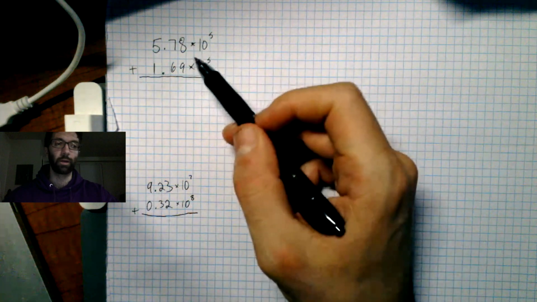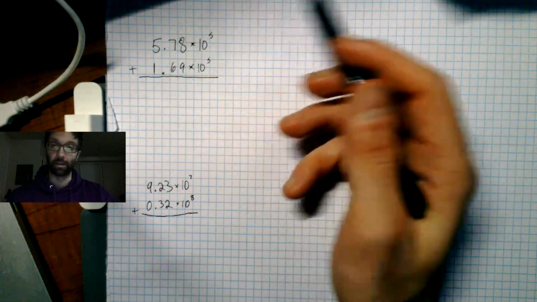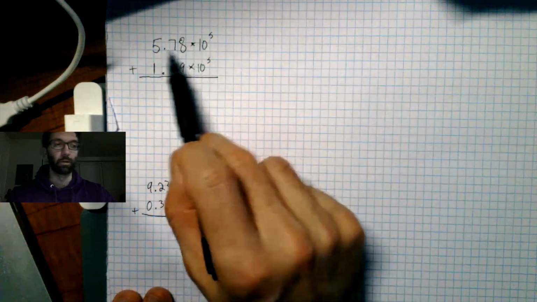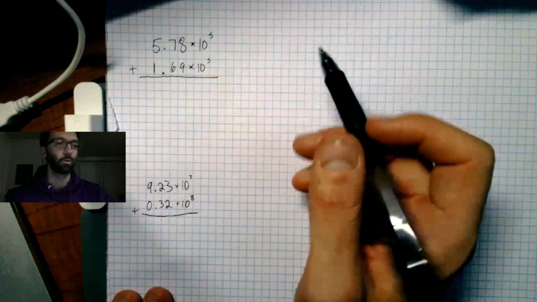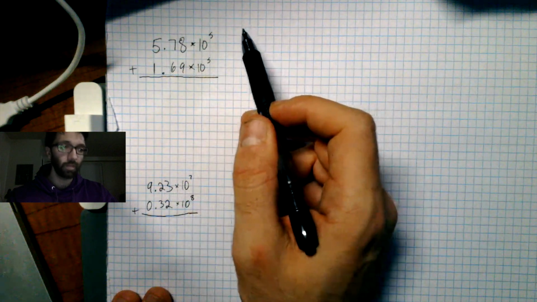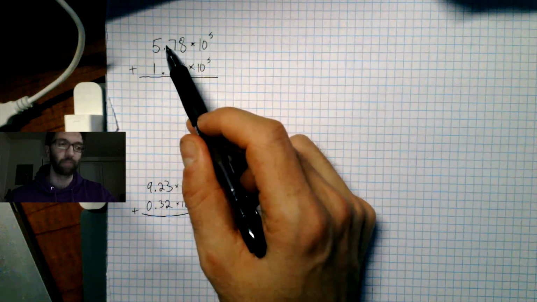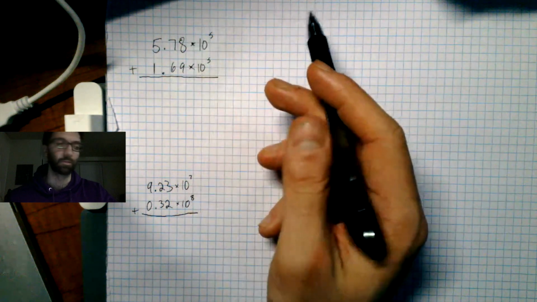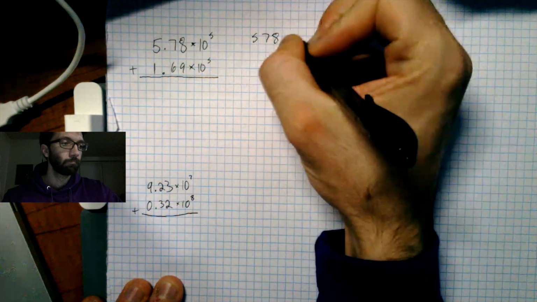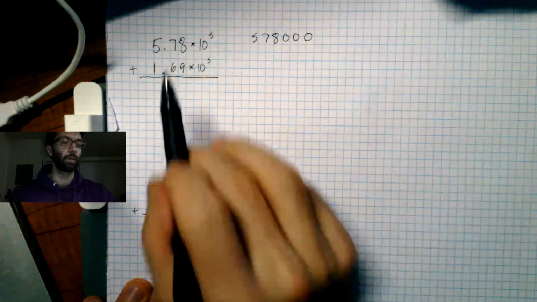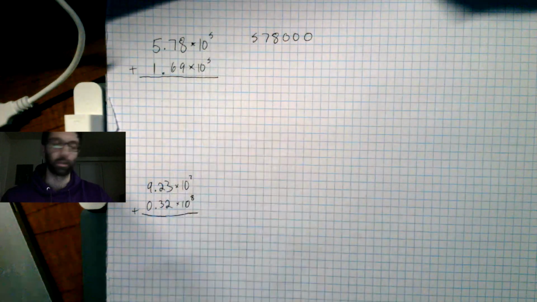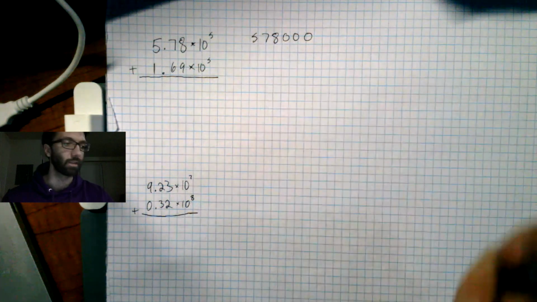So the first way is to just rewrite both of them in standard form and then just add and subtract like you normally would. So for example, I'm gonna rewrite this top number here in standard form. Since I'm multiplying 5.78 by 10 to the 5th, that means I'm multiplying this by 10 5 times, which means I'm gonna move the decimal 5 times to the right. Okay, so if I were to do 1, 2, 3, 4, 5, then I would have 3 zeros on the end of this 578 here.